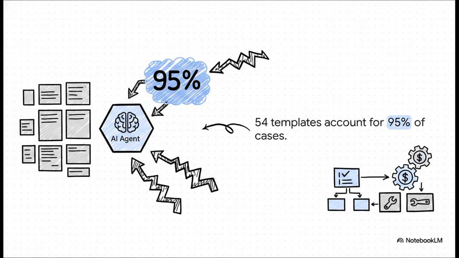This data point brilliantly illustrates the reality of the threat. These aren't just random script kiddies trying to be clever. This is highly structured. It's industrialized. Just 54 templates account for 95% of all cases. So this is a fully operationalized practice happening at scale, targeting agents that blindly consume external info.